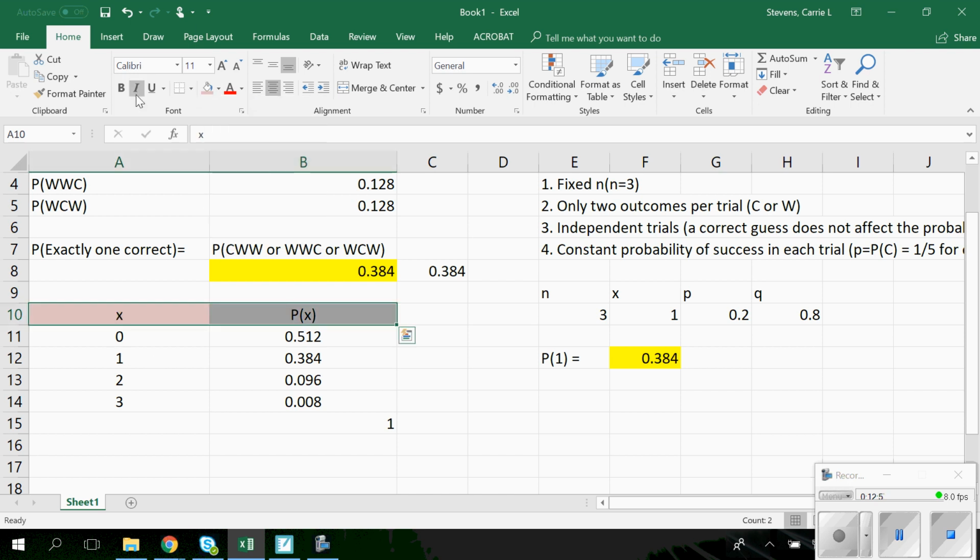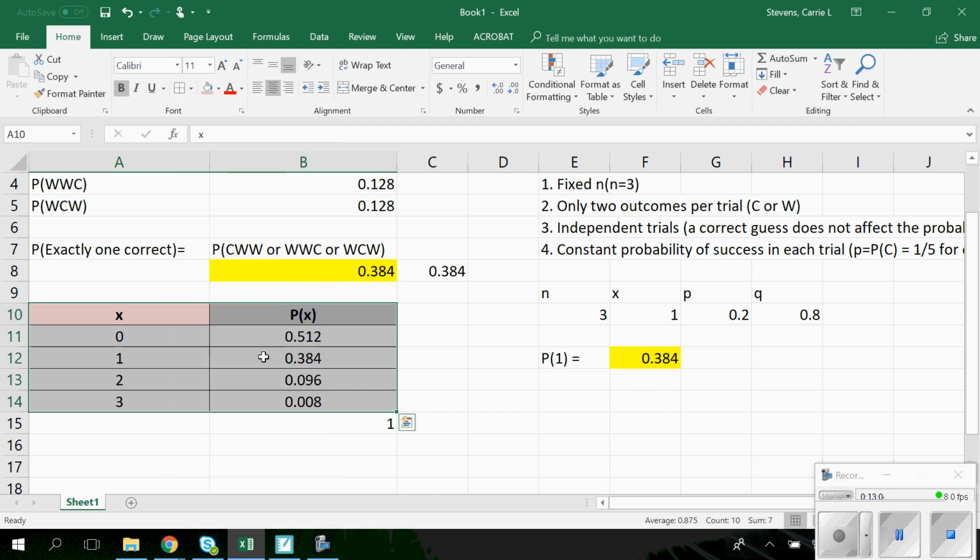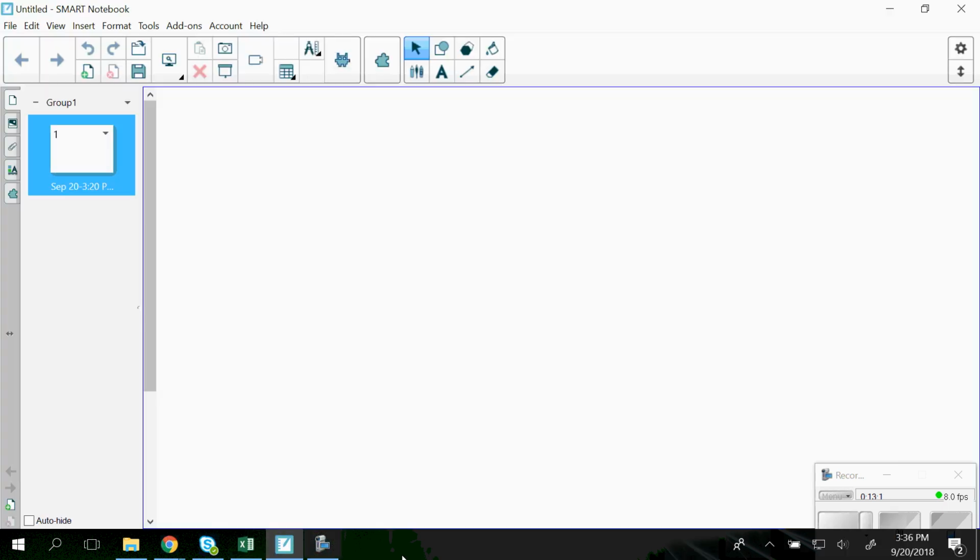And from here, what I want to show you is how to calculate the mean and standard deviation. To do that, you have to know a couple things. You have to know the formula for mean.